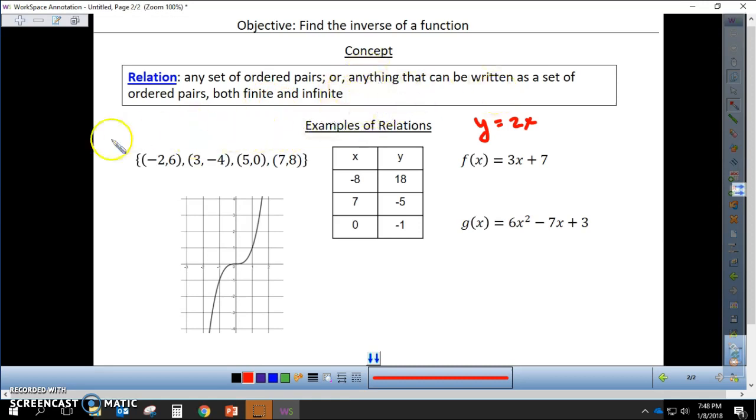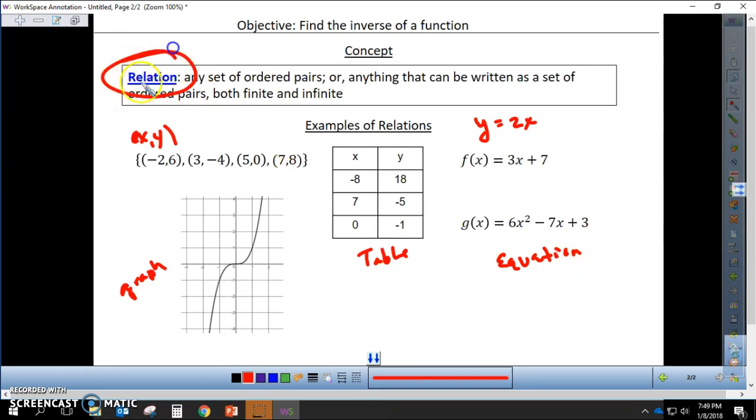So here are some examples. You just have regular ordered pairs. You have a table here. You have a graph. And then over here we have equations. So all of these are relations. Now, but are relations functions?